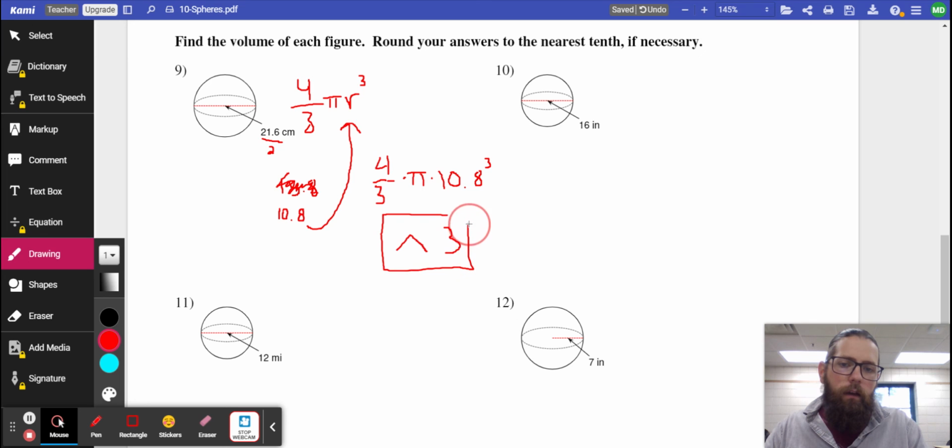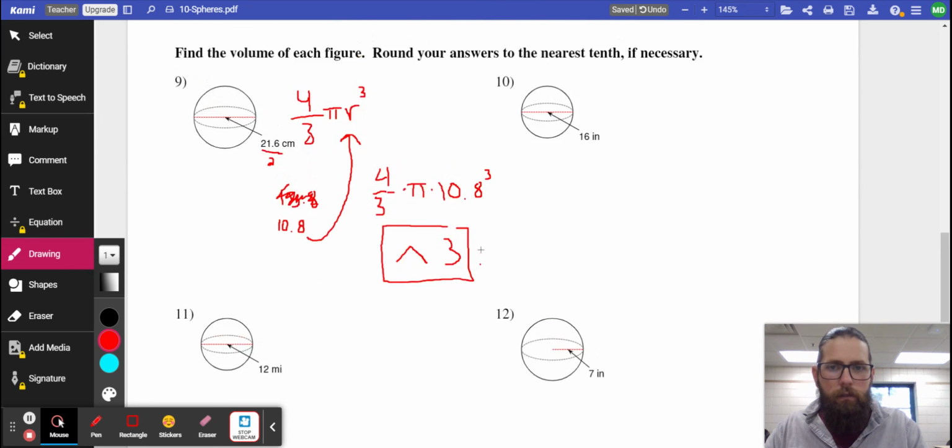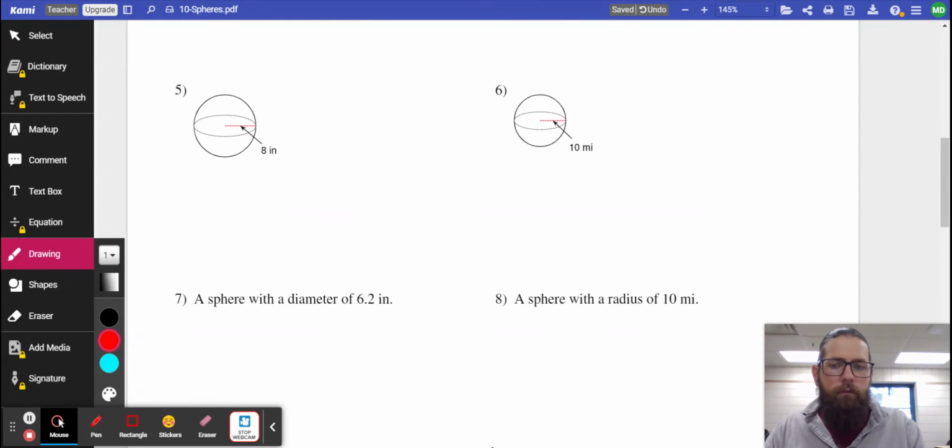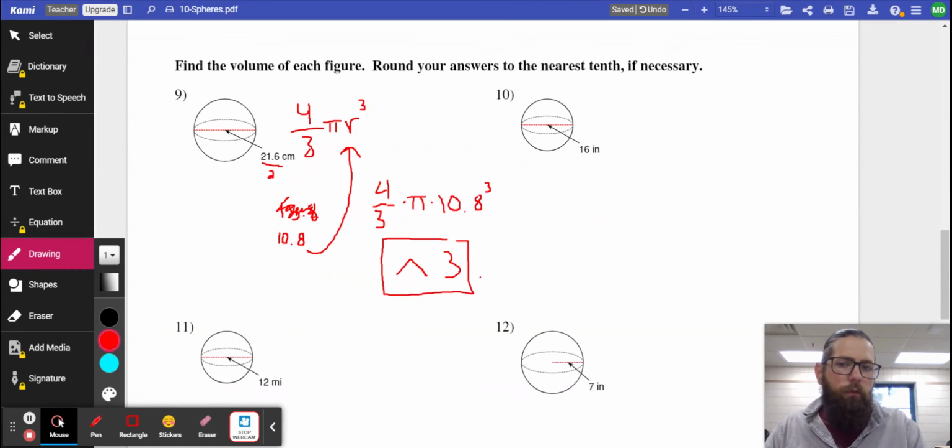Okay, that should get you through the lesson today, you guys. 2 formulas, you might want to write them down at the top, just like I did. Surface area is 4 pi r squared, and the volume is 4 thirds pi r cubed.